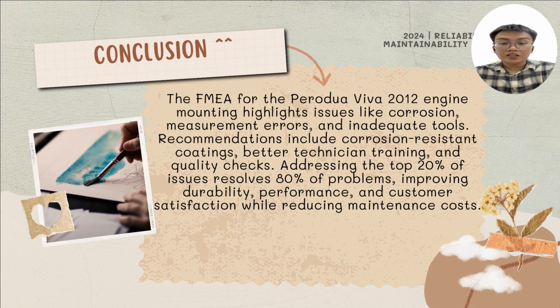Pareto analysis suggests that addressing the top 20% of these issues can resolve 80% of related problems, ensuring efficient resource allocation. The FMEA process also provides a structured approach to prioritize and mitigate risks, leading to higher customer satisfaction and reduced maintenance costs. The analysis, classified as a pass due to a decrease in RPN, serves as an educational exercise for students to understand real-world industry application.